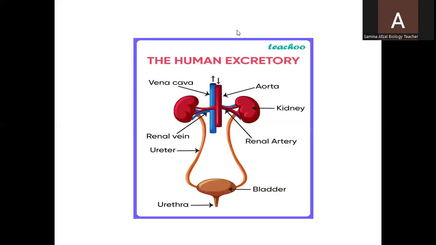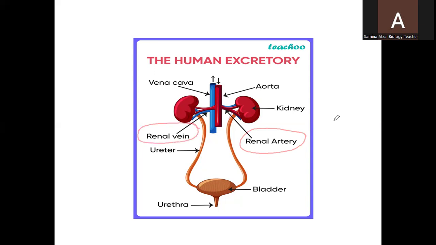The next, the human excretory system. The human excretory system consists of many parts. Two kidneys are there, which are bean shaped, and blood enters the kidneys through the renal artery, and renal veins take the blood out from the kidneys.